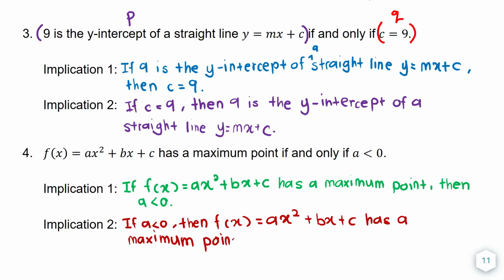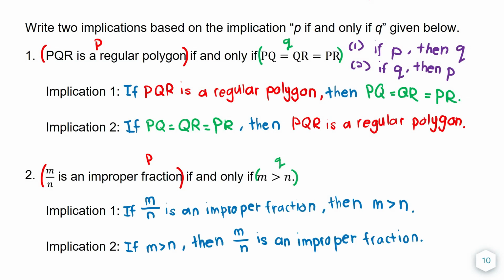Okay, this is how you write the final answer if the question asks you to use the implication of P if and only if Q. Then you can do two implications, implication 1 and implication 2. The form of implication 1 is if P then Q. For implication 2, it is if Q then P.